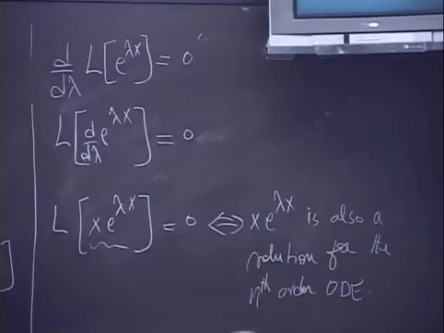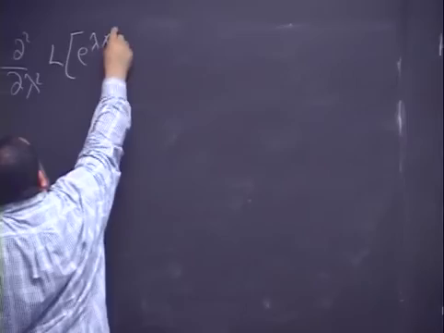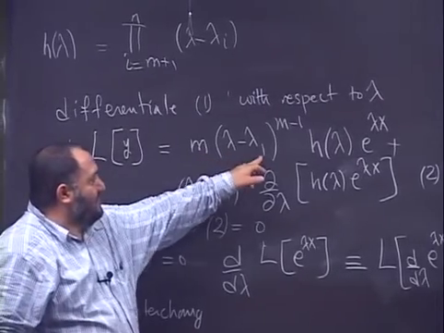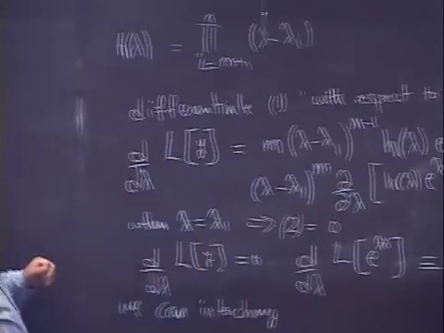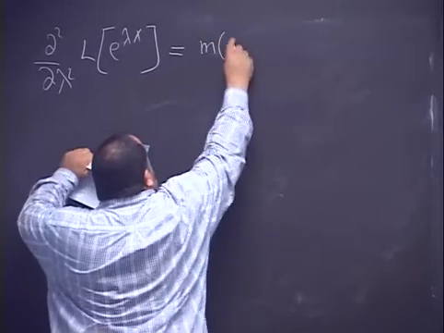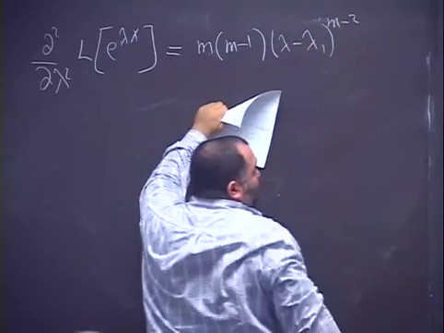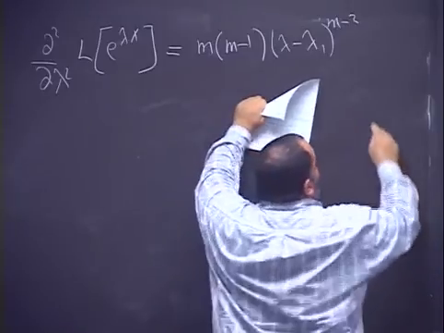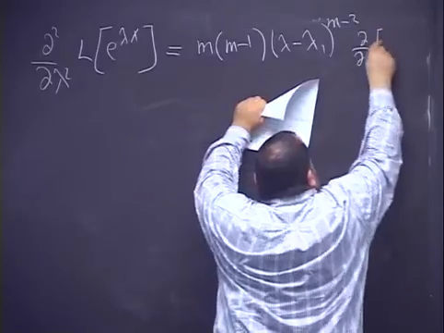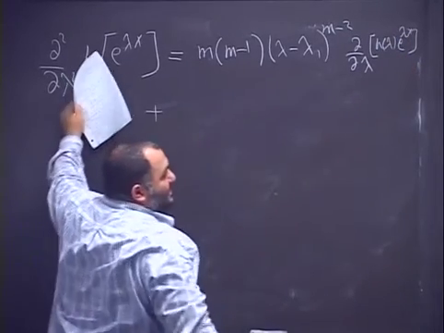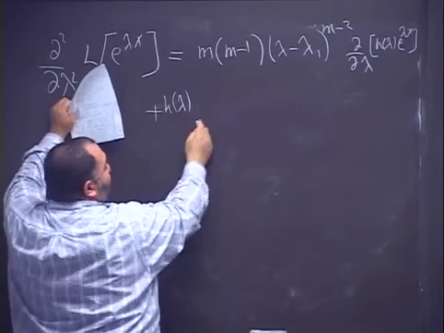If we differentiate this equation again with respect to lambda, so d2 by d lambda square of L e to the power of lambda x, this will give me, from the first differentiation, m multiplied by lambda minus lambda 1 to the power of m minus 1 multiplied by this, plus this term. Differentiate it again.